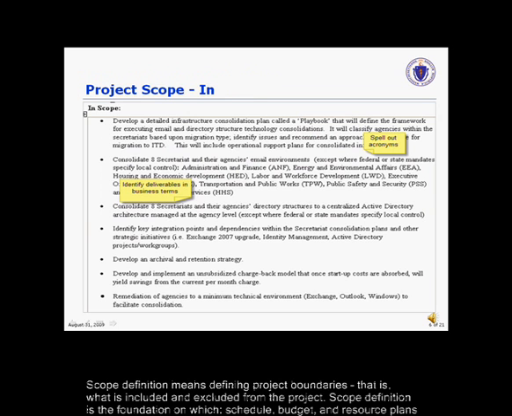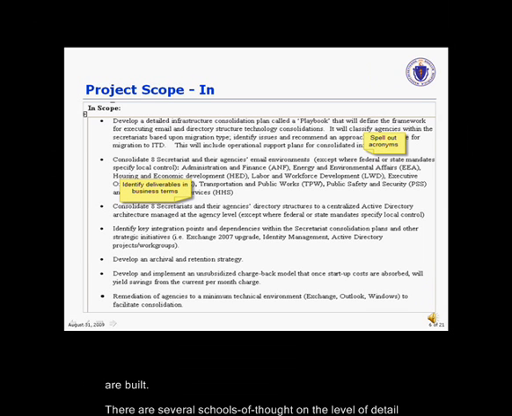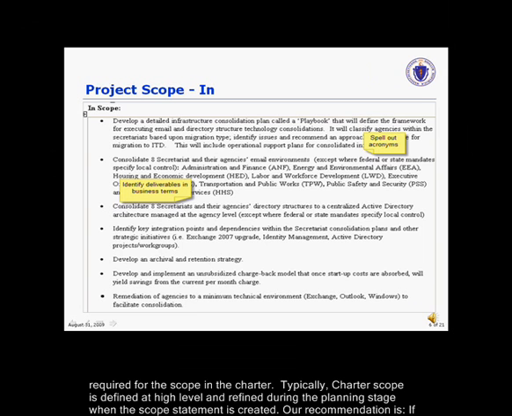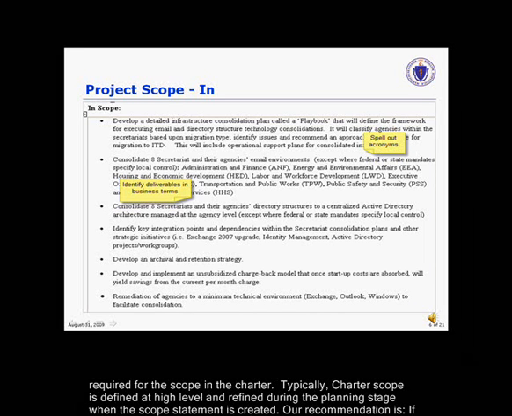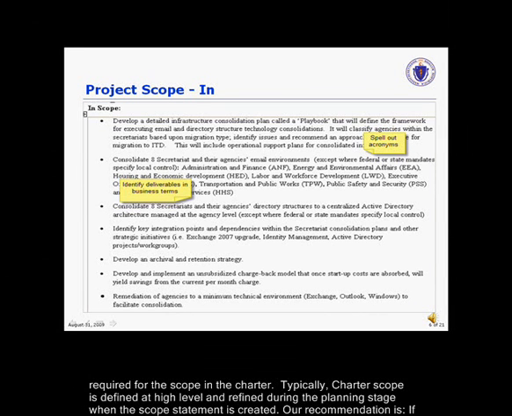Project scope. Scope definition means defining the project boundaries, that is, what is included and excluded from the project. Scope definition is the foundation on which schedule, budget, and resource plans are built. There are several schools of thought on the level of detail required for the scope in the charter. Typically, charter scope is defined at a high level and refined during the planning stage when the scope statement is created.